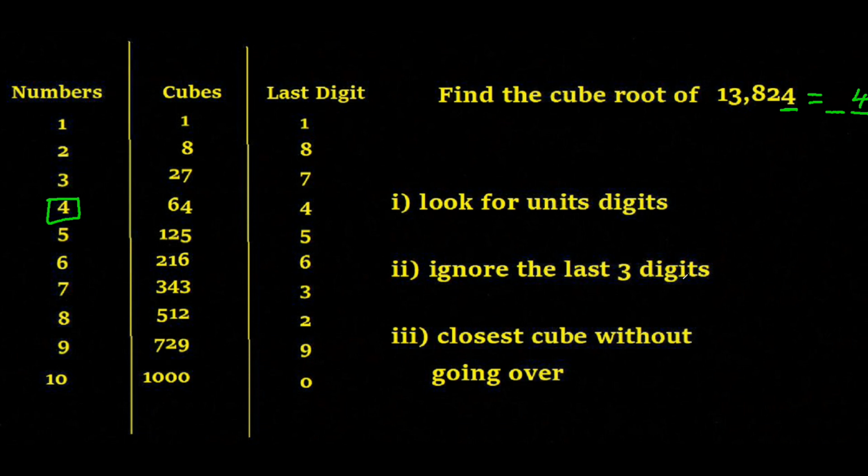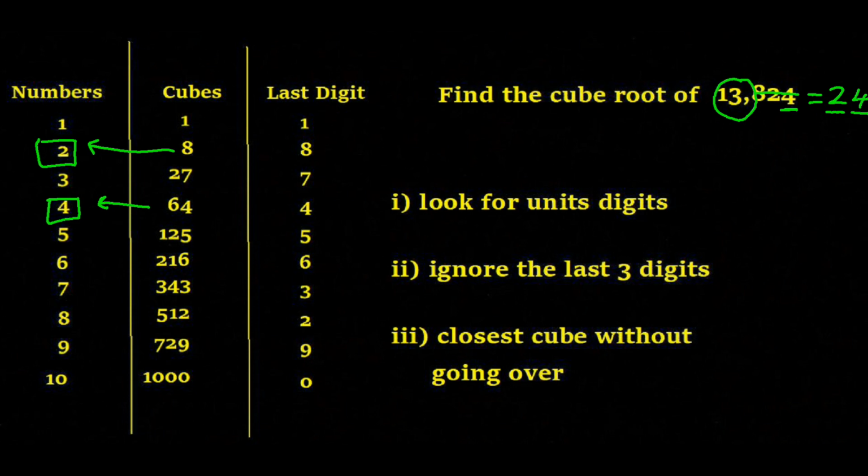Now, ignore the last 3 digits. Ignore. You are left with only 13. Find the closest cube of 13 without going over. So the closest cube of 13 is 8. Now the related number is 2. Write 2. That will be the first digit of the answer. So 24 will be the cube root of 13,824. Let me tell you, students, actually you are going to compare in the cubes column, but for the answer we need to pick only from the numbers column. I hope you get that point.